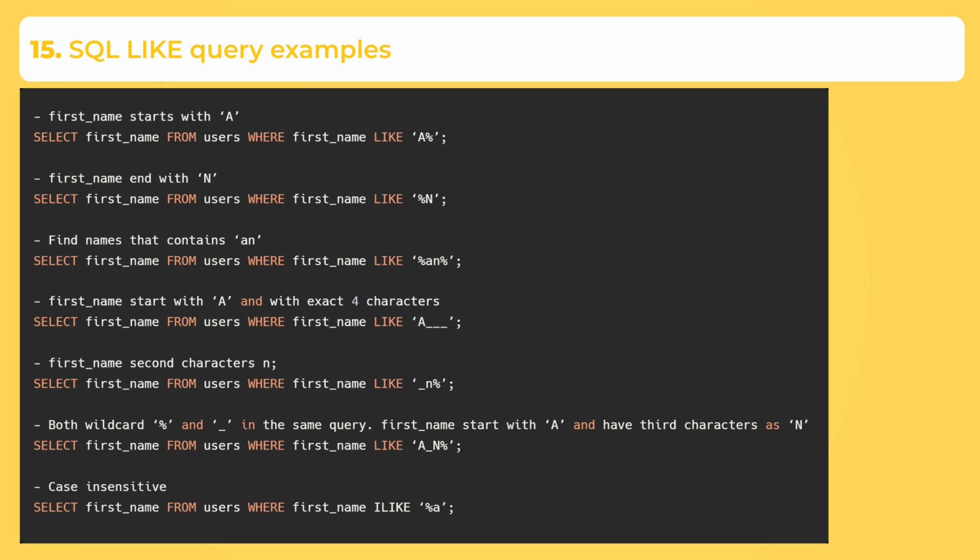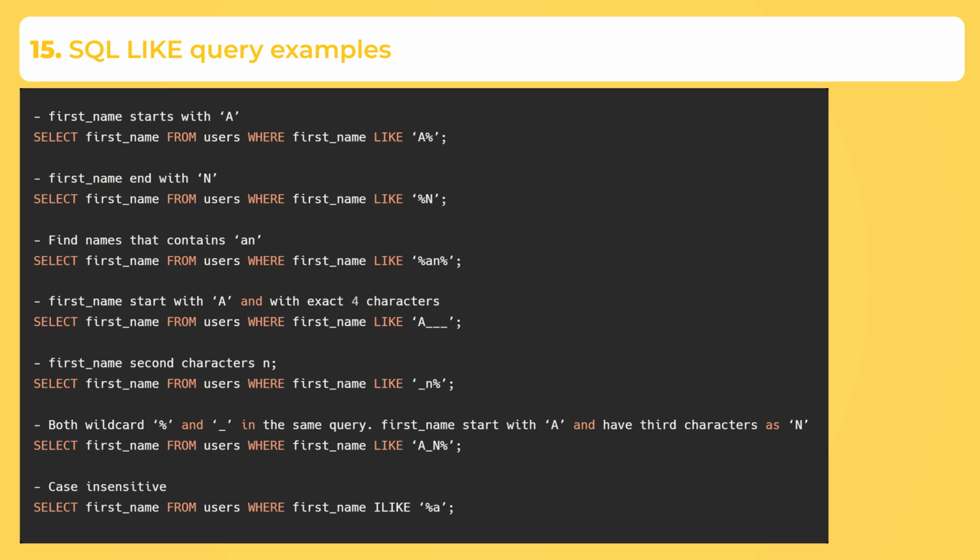Another one is using both wildcards, percentage and underscore, in the same query. First name starts with A and the third character is N. SELECT first_name FROM users WHERE first_name LIKE starting with A, the second character is any character, the third character is N, and then the percent symbol.